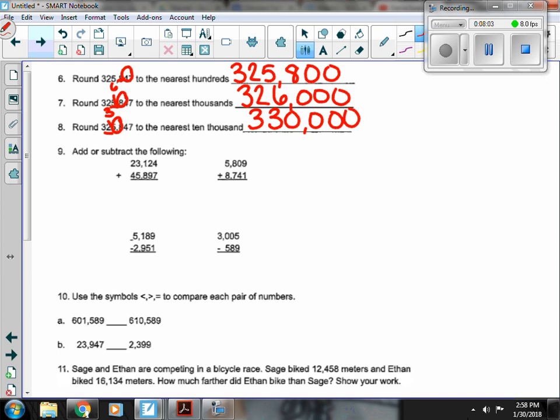We're adding and subtracting. 7 plus 4 is 11. 1 plus 2 plus 9 is 12. 1 plus 1 plus 8 is 10. 5 plus 3 is 8, plus 1 is 9, and 4 plus 2 is 6. The next one, 9 plus 1 is 10. 4 plus 1 is 5. 8 plus 7 is 15. 8 plus 5 is 13, plus 1 is 14.